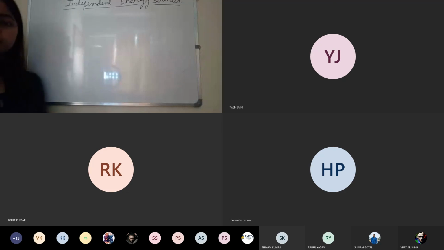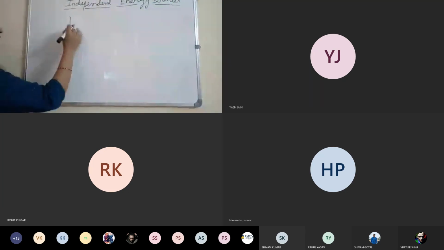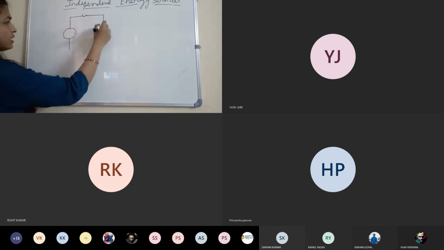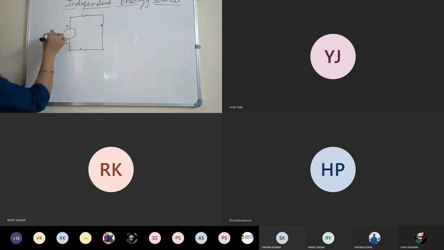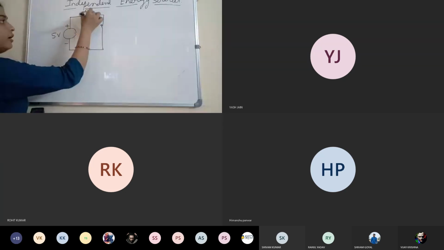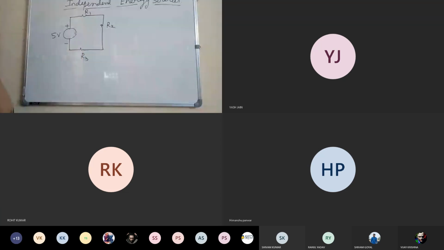Till now we have seen batteries. So all components we have studied till now come under the independent category. Let's take an example of an energy source. This is a 5 volt DC supply, with R1, R2, R3. I'm just taking an example of a simple source.